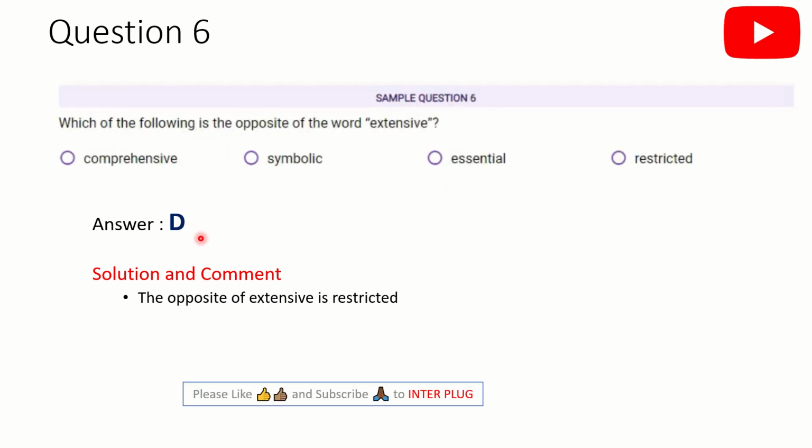We move on. Question 6. Which of the following is the opposite of the word extensive? If something is not extensive, it is restricted, right? We're in a restricted area, or it's an extensive one. So the answer is D. The answer is restricted.